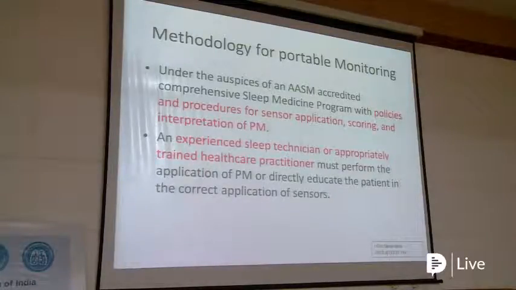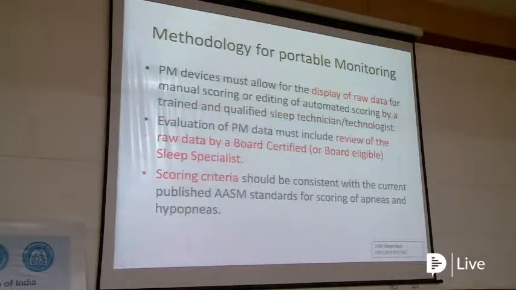So what is the methodology for portable monitoring? It should be under the auspices of an American Academy of Sleep Medicine accredited comprehensive sleep medicine program, with policy and procedure for the sensor applications, scoring and interpretation of portable monitoring. An experienced sleep technician or appropriately trained healthcare provider must perform the application of PM or directly educate the patient.